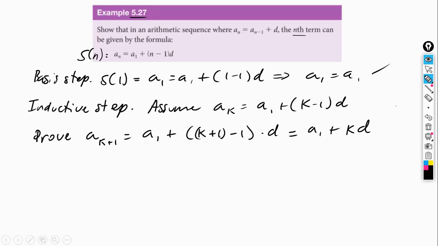Notice that we can write a sub k plus 1 as a sub k plus the common difference, right? This is just this over here. This just means that I can get the next term with the previous term plus the common difference. But I previously said that a sub k is equal to this. So let's substitute that in here. And notice that we're going to get that a sub k plus 1 is equal to this expression.